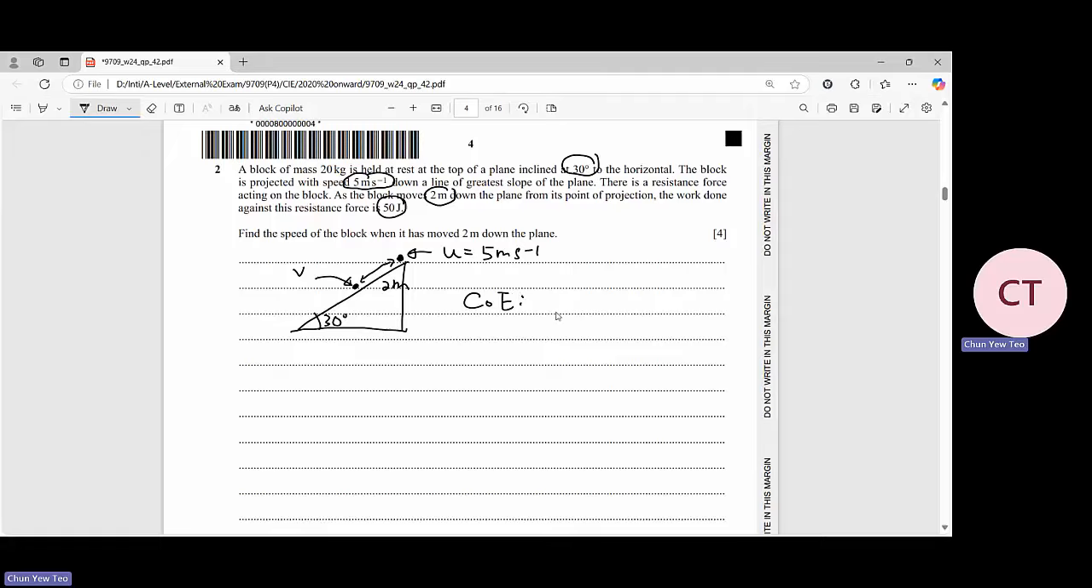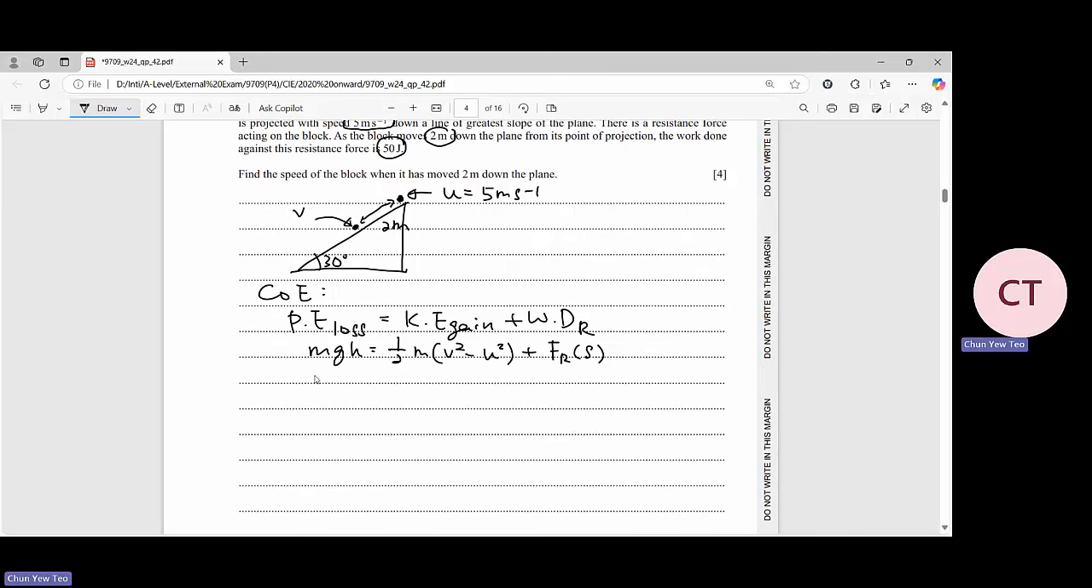Maybe I write below here so that I can put my formula over here. So I have the potential energy loss equals the kinetic energy gain plus the work done by the resistance. Okay, so this is the relationship of the energy. The PE loss will be mgh, the KE gain will be half m of v square minus u square. The work done by the resistance is the resistance force multiplied by the distance that you travel.